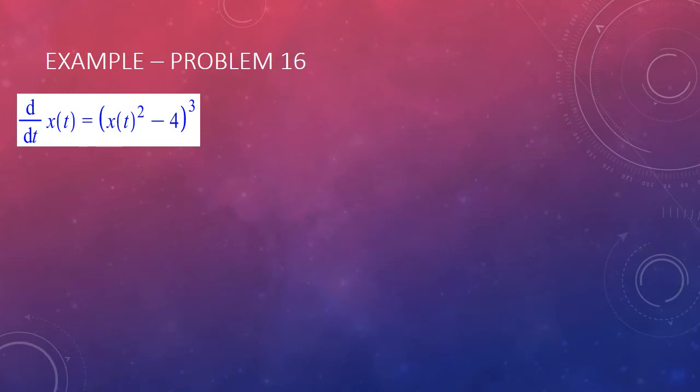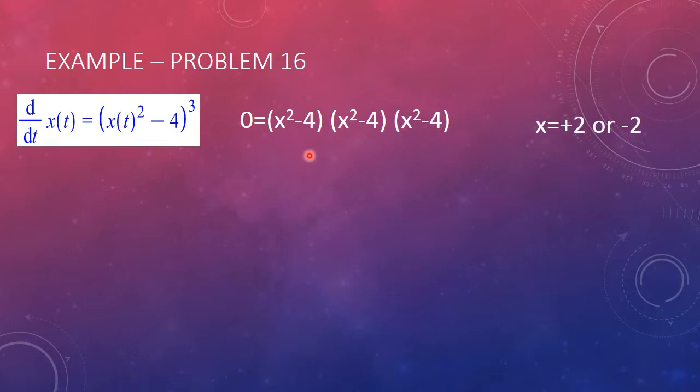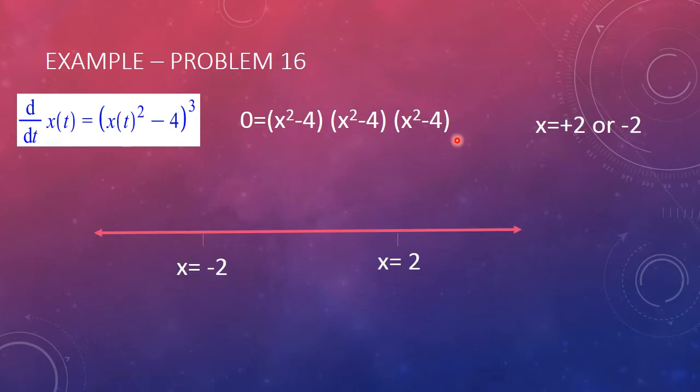Let's do one more example. Let's try this one. So here's our differential equation. Here we want to find our roots, and we have three possible roots, except they're all going to be repeated. And again, they can be minus 2 and 2, any of those values. So we're going to do the same thing we did before at the two critical points at minus 2 and 2.